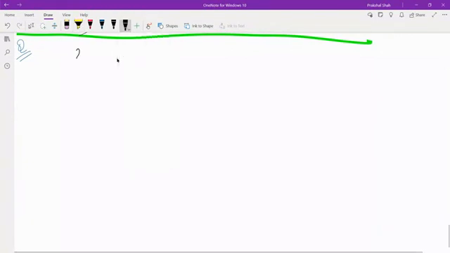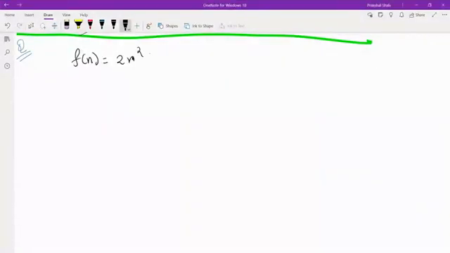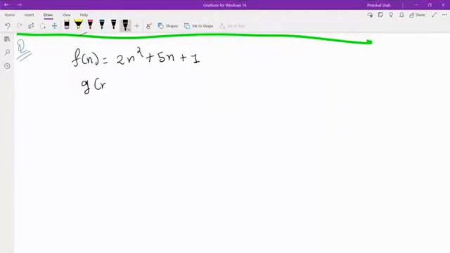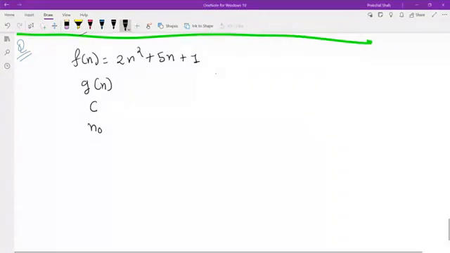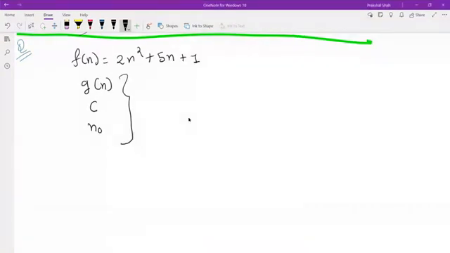This question says that your f of n equals 2n square plus 5n plus 1. You need to find your g of n, c, and n naught. I hope everyone remembers that. Whenever you need to find this g of n, c, and n naught, what do you need to do? If you remember clearly, we solved multiple questions related to that as well. We put the graph like this.